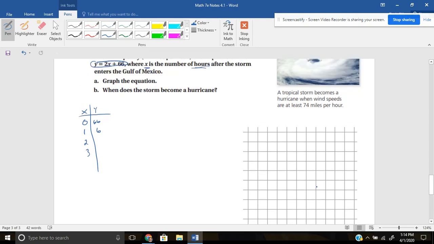For 2 hours, 2 times 2 is 4, plus 66 is 70. And 3 times 2 is 6. 6 plus 66 is 72. And then I can graph these ordered pairs.